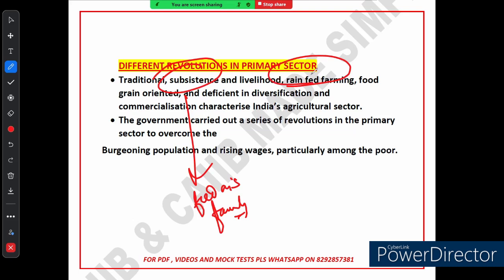Additionally, the focus was primarily on food grain like wheat and rice, with little diversification into other crops or commercial farming. This led to issues like low productivity, insufficient food supply for a growing population, creating a cycle of poverty.